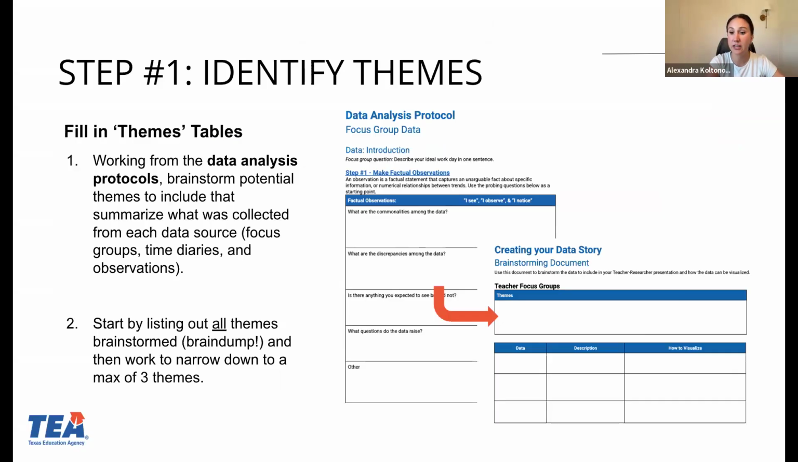All right, so the first step is, like I said, you're going to work to identify those themes. The good news is most of this work you've already done. Now it's just compiling it and saying, what do we really want to include? So you're going to work from the focus group and time audit data analysis protocols. Those long protocols that you all worked on collaboratively that really work to identify factual observations and plausible causes. From those, you'll review those documents and then brainstorm potential themes to include that summarize what was collected from that data source. So you'll start by listing out all of the themes.